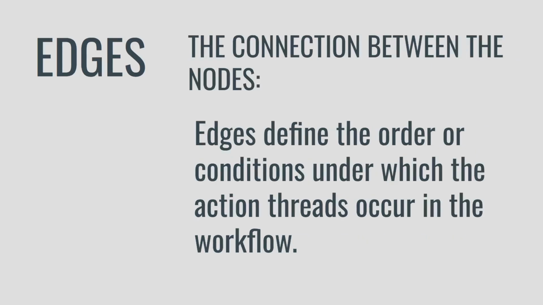Next, edges, the connection between the nodes. Edges define the order or conditions under which the actions occur in the workflow. Basically, the traffic cops that maintain the direction of the flow. This is where an agent can decide which tool to use, which other agent to hand over their output to, etc. Let's hit the code.